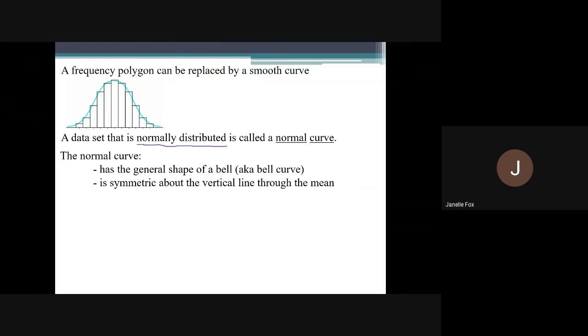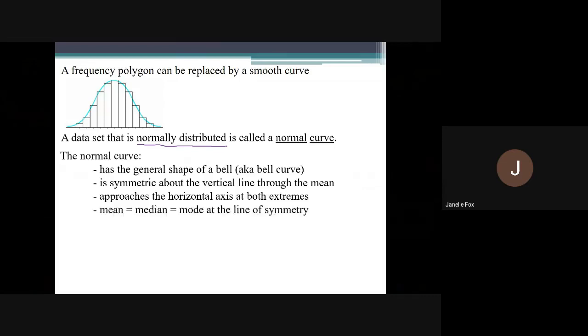It's symmetric about the vertical line through the mean. Remember, the mean was the average. If you put the average right in the middle, it's symmetric, with half on one side and half on the other side. At the edges, it approaches the horizontal axis at both extremes. When it approaches something but doesn't touch it, it's an asymptote. So it's asymptotic to the edges, which is pretty cool.